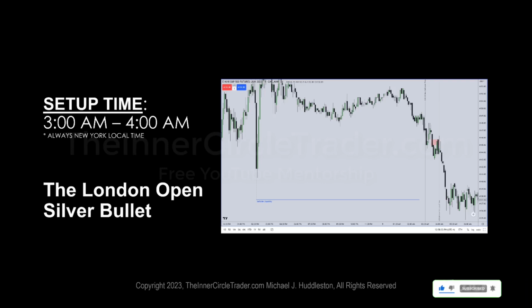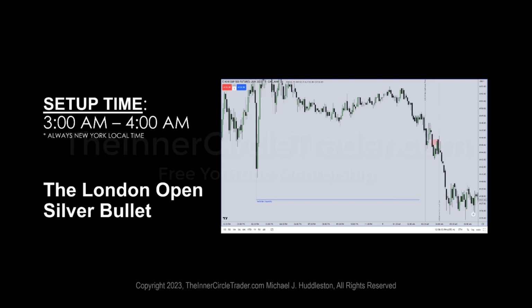First setup time is 3 a.m. to 4 a.m. Now, we're always referring to New York local time. So whenever I'm referring to a specific time, whether it be a window of time or a very specific time of the day, you have to have your charts calibrated to New York local time. Wherever that is, whenever that is, in your area. If we're observing daylight savings time, then you observe daylight savings time. So that way it removes all the uncertainty, the confusion. In New York, that local time is what you're using when you're charting.